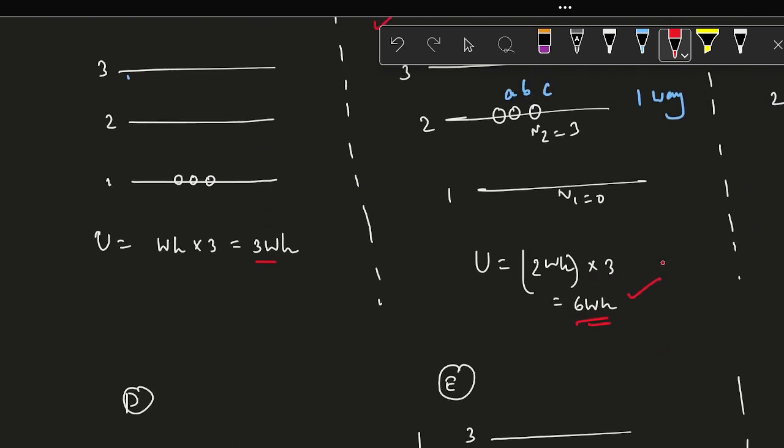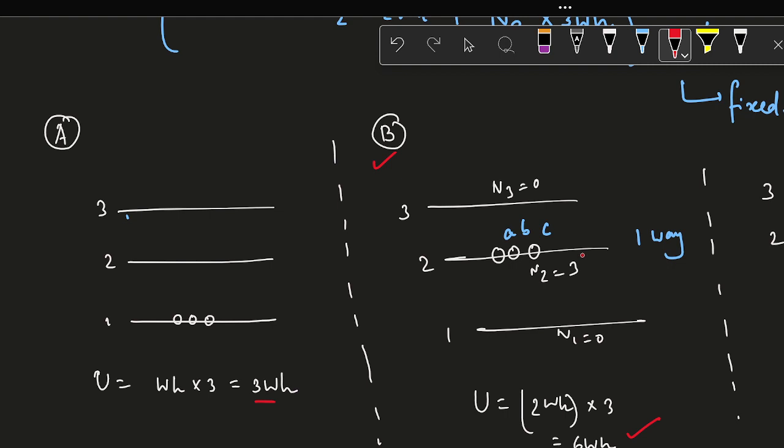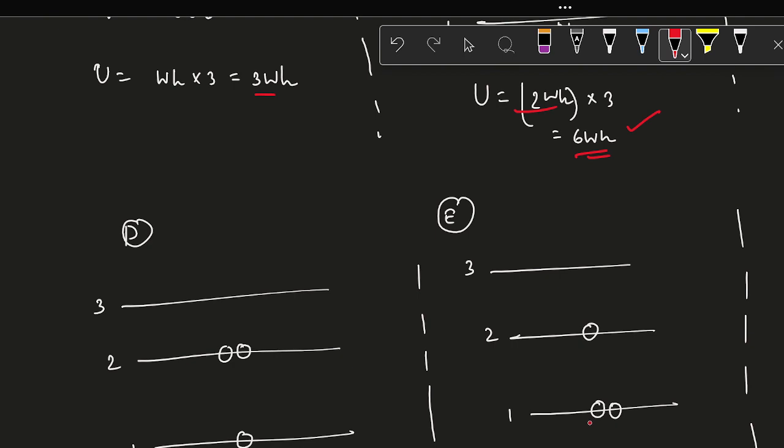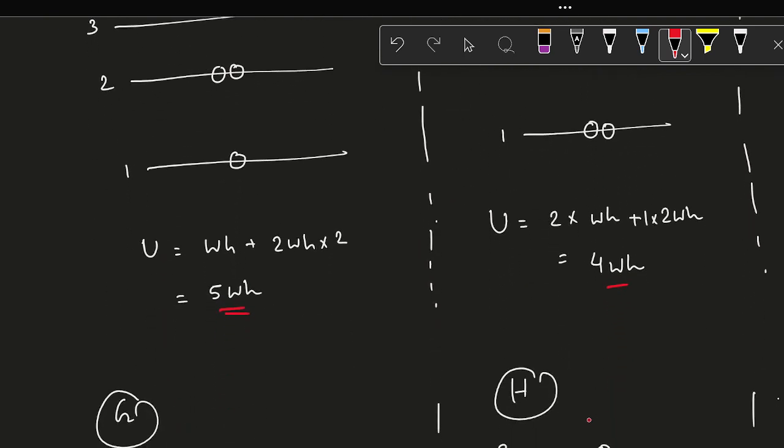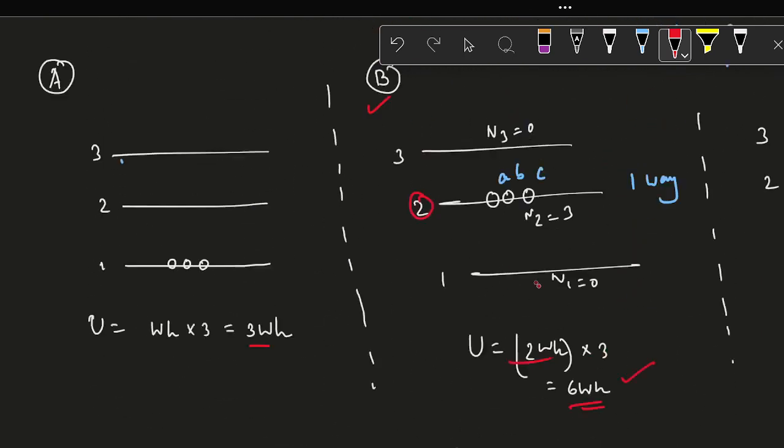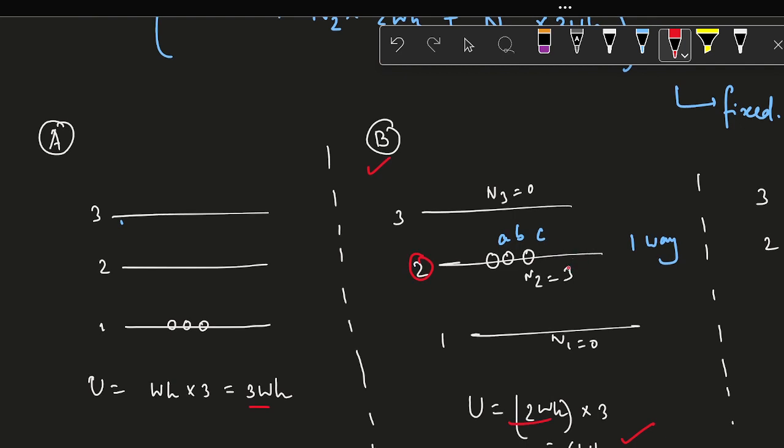But what if this configuration is also there? That means 3 marbles on the same staircase. So 2WH is each of the marbles' weight, right? So 2WH for each of the marbles on the second step. And if there are 3 marbles on the same second step, then it is 2WH times 3. That means again 6WH. Right? So basically you are having 2 possible ways now instead of 1 from this configuration, because the problem is the same as question number 5 and 6. This is the same problem.